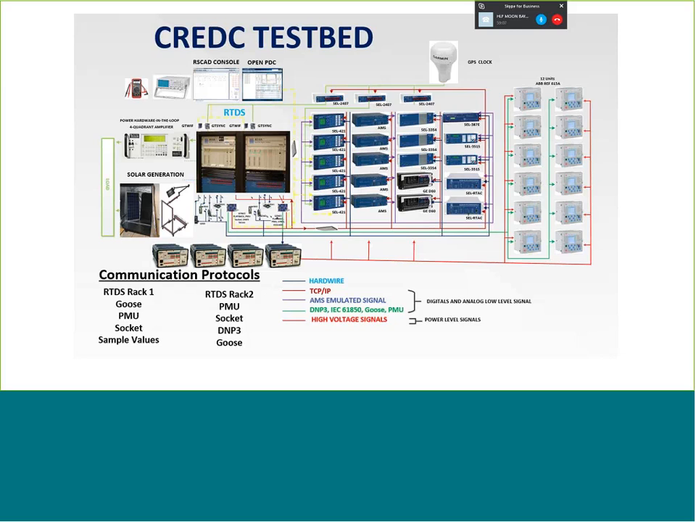In our lab, we have the GPS time, where the antenna is on the roof, and then we connect this timing in a way to provide exact, precise timing to the different equipment we have in the lab. Our simulators are capable of talking power communication. So in our lab, we use different communication protocols such as GOOSE, PMU sockets, sampled values, and DNP3.